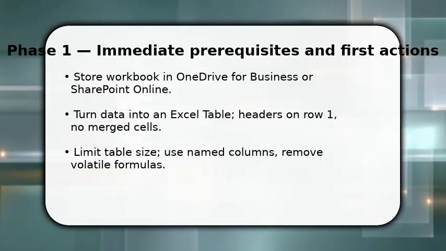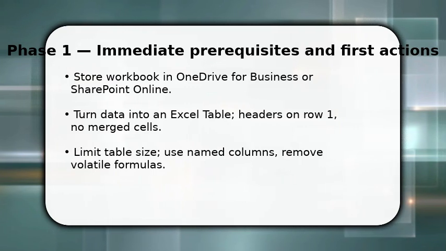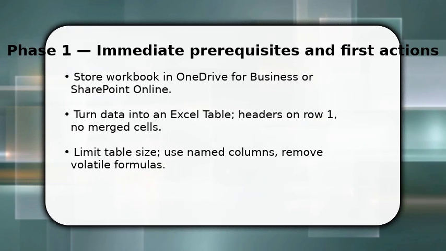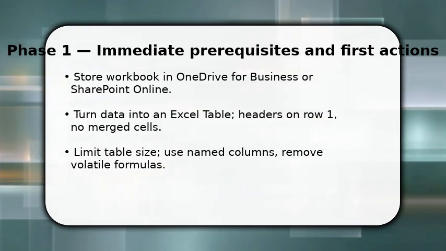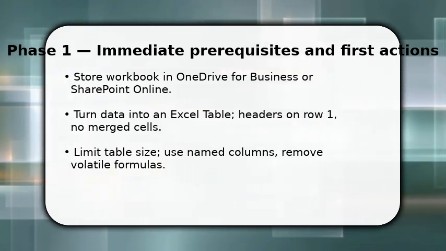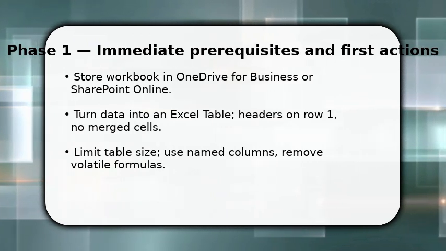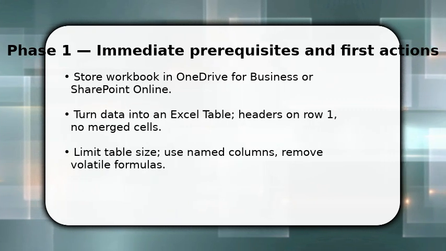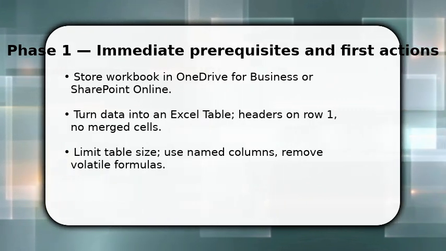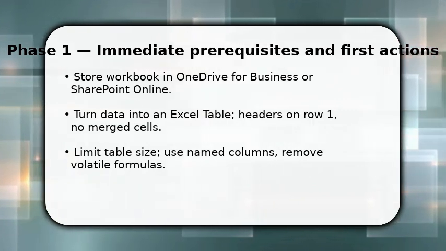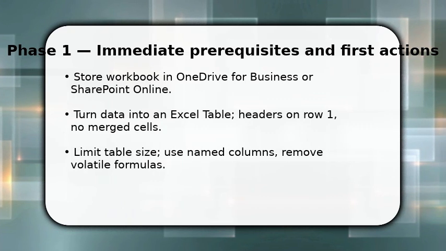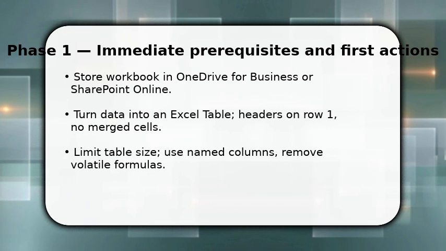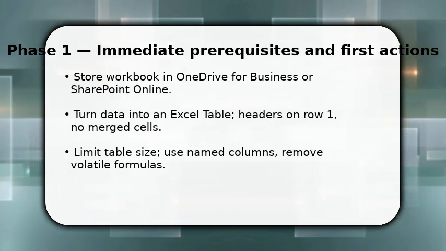You start by placing the workbook in OneDrive for Business or SharePoint Online so Powerapps can access it. Create a proper Excel table with headers in row 1 and no merged cells because Powerapps reads tables, not ranges. Make sure columns are consistently typed and remove volatile formulas to avoid refresh issues. Once done, note the table name. You will reference it directly. This reduces errors and speeds up app performance when Powerapps connects and syncs data.